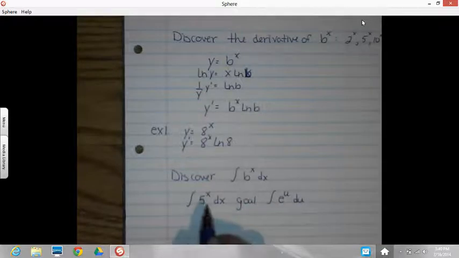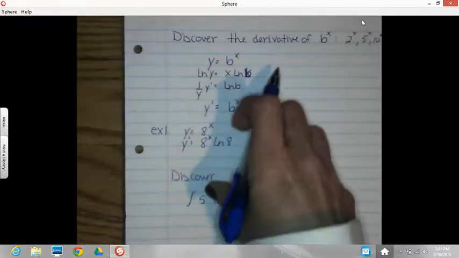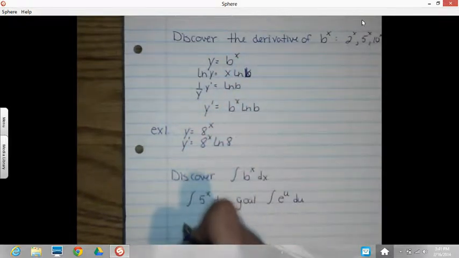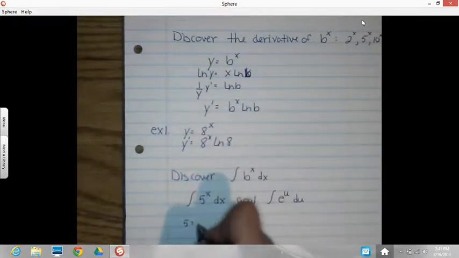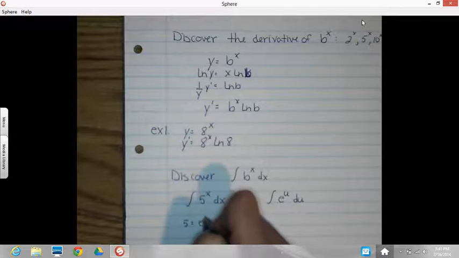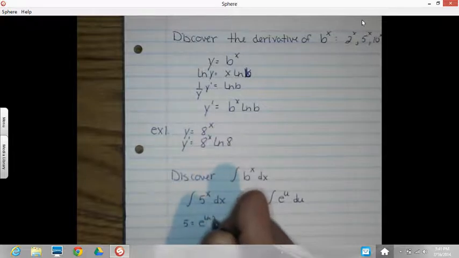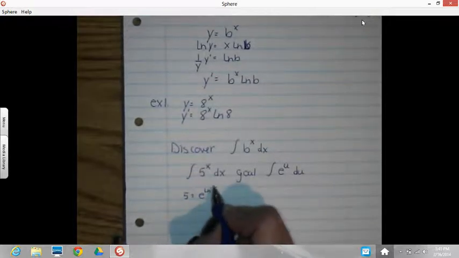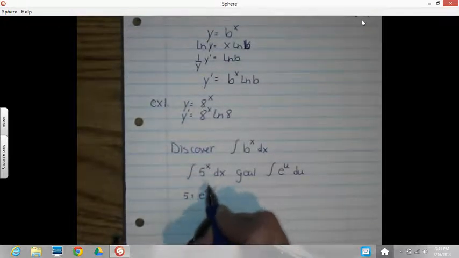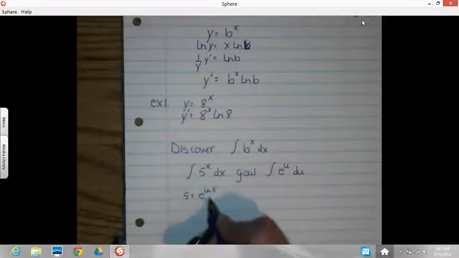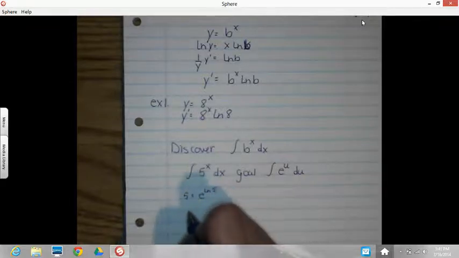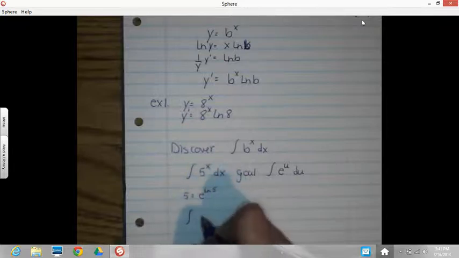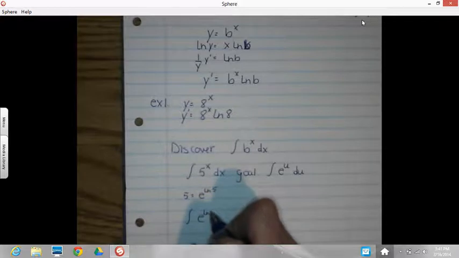So what I'm going to do is rewrite the 5 part of this, just the whole number 5. 5 can be rewritten as e to the ln of 5, because remember, when you have e raised to the ln, they just cancel out and you're left with this. So I'm going to replace the 5 with this e version of 5. So what I'll have is e to the ln of 5 times x.